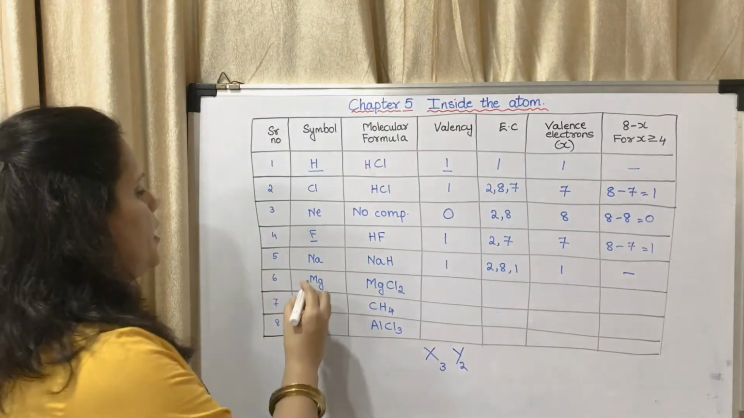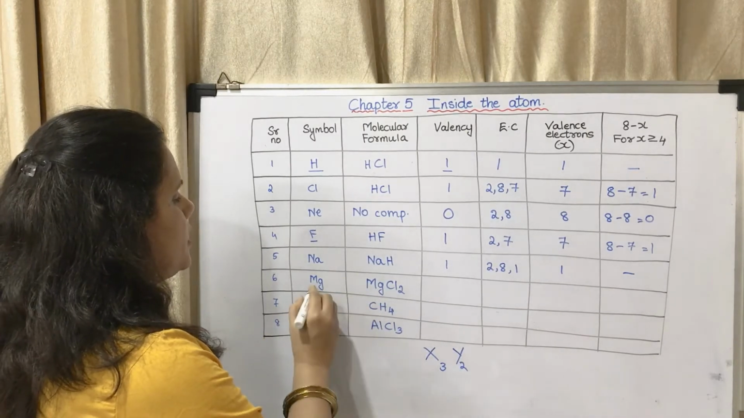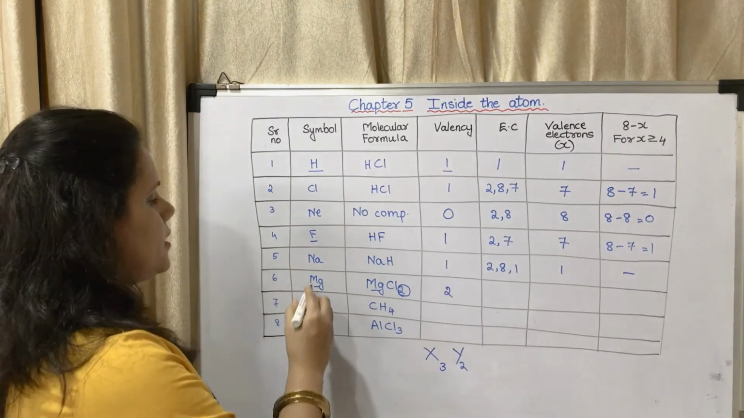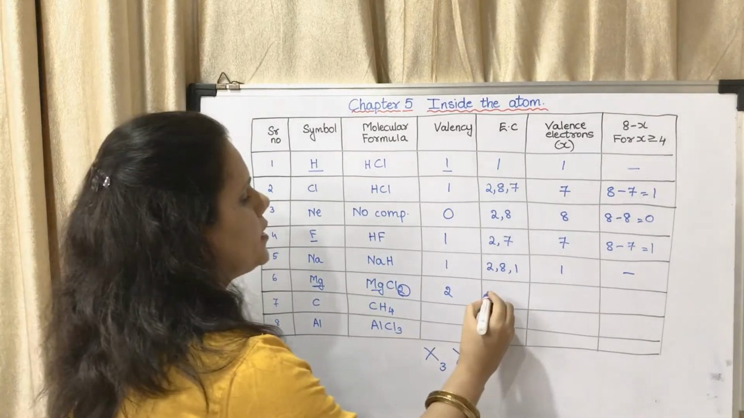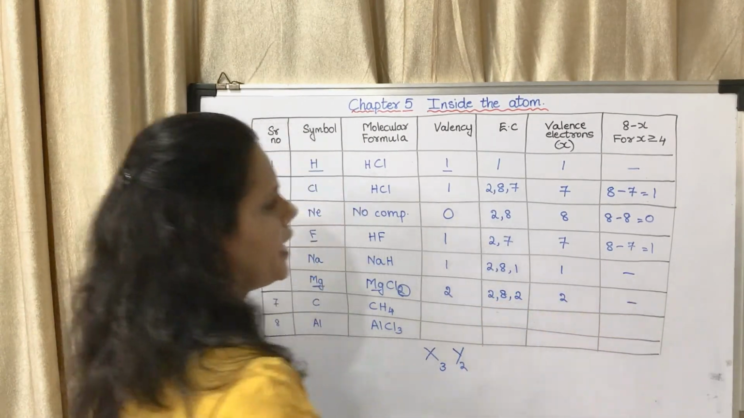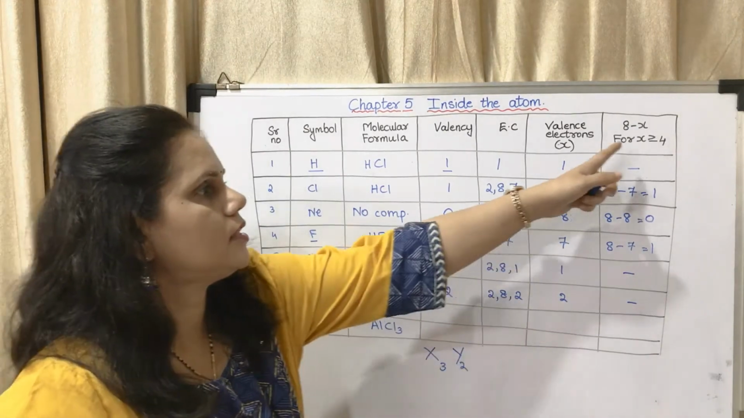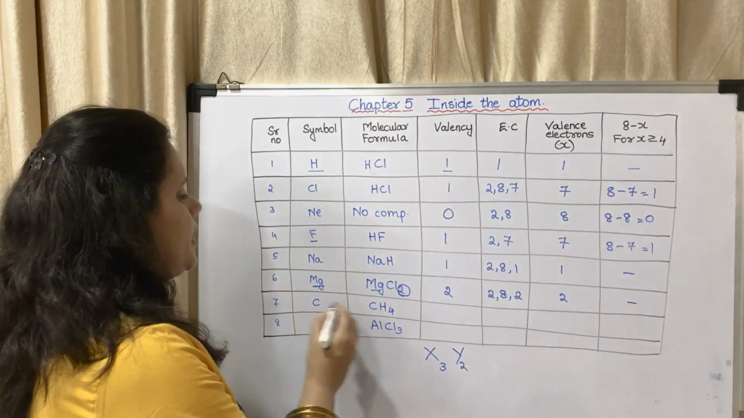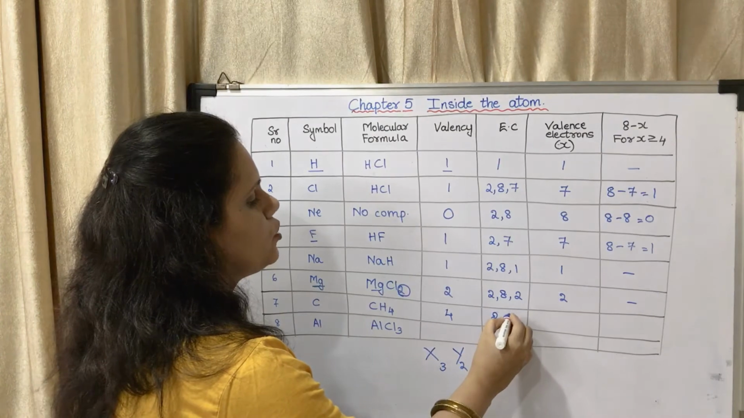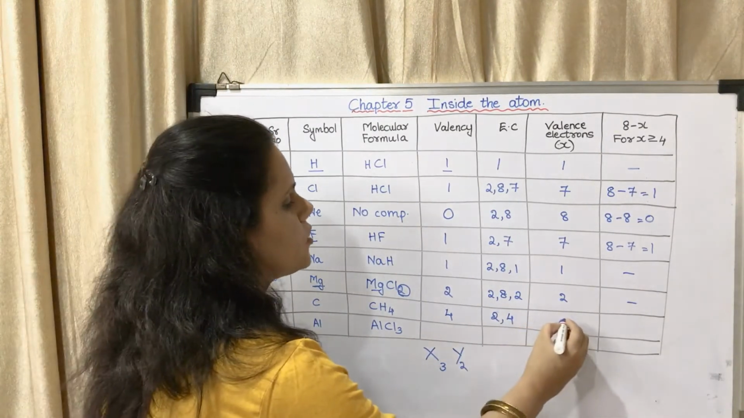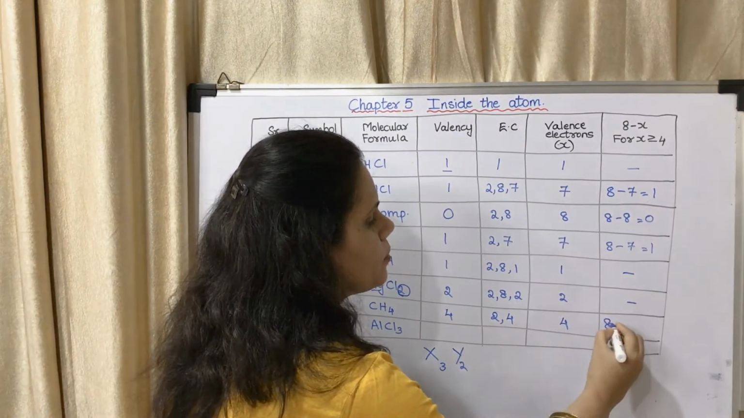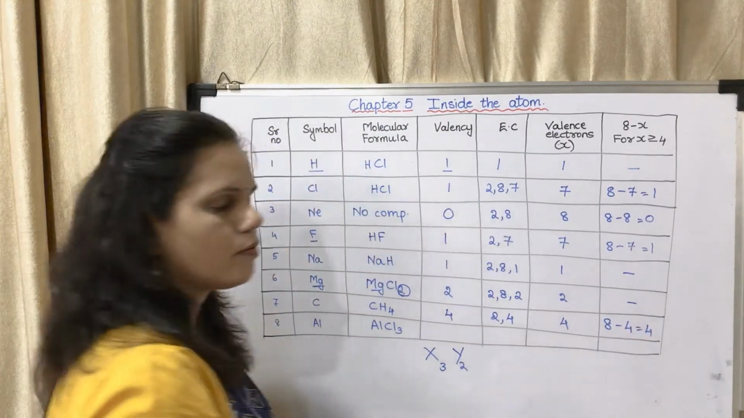Now MgCl2, about Mg. For Mg the valency will be 2. What is the electronic configuration of Mg? It is 2, 8, 2. Valence electron 2. So this will be dash. Why? Because it is less than 4. C, in CH4, the valency is 4. The electronic configuration is 2, 4. Valence electrons 4. It is equal to 4. So it will be 8 minus 4, that is equal to 4.